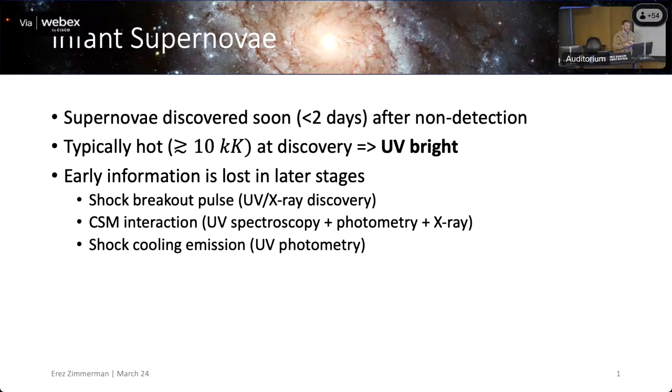And lastly, we can follow the supernova as it starts to expand and cool down. So this is the shock cooling emission, which can be done with UV photometry. But all this information is lost very early, either because the phase is moving to a next phase or the UV is becoming dimmer and harder to observe. So let's go one by one with these types of observations and see what we can do.